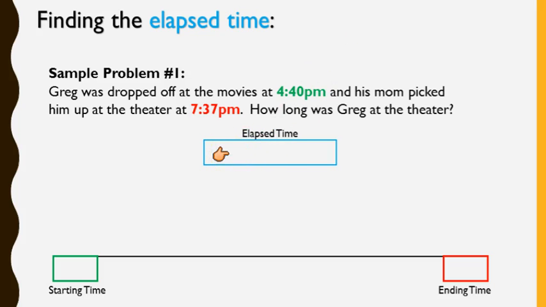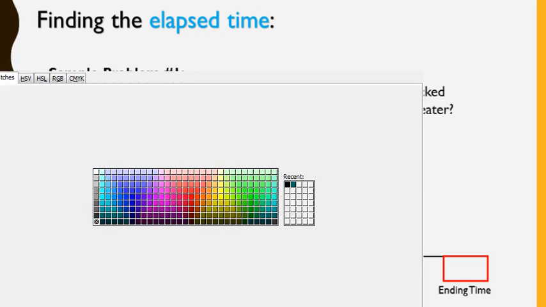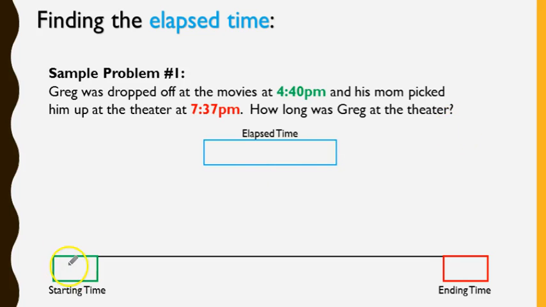Okay, so like I said, all three will be represented in this problem. One of them's missing, and that's the one that you have to find. So for this one, we know the beginning time because he got dropped off at 4:40 and he got picked up at 7:37. We're going to put those numbers in our boxes.